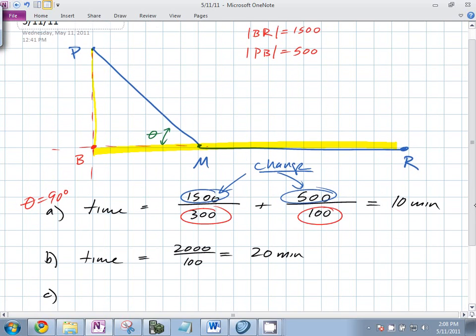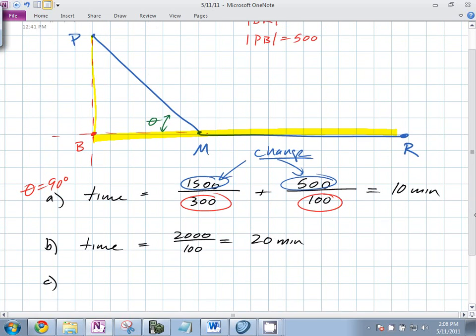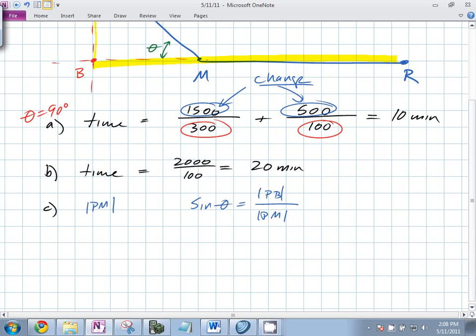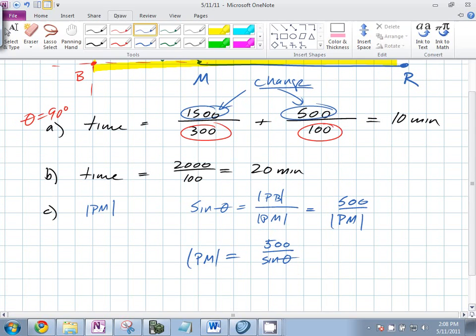Which one do you want to find first, PM or MR? PM? What trig function could we use? Sine of theta is going to be PB over PM. I have to choose letters that not only look different but also sound different. What do we know in there? We know PB is 500, over PM. So we now know that PM is equal to 500 over sine theta.